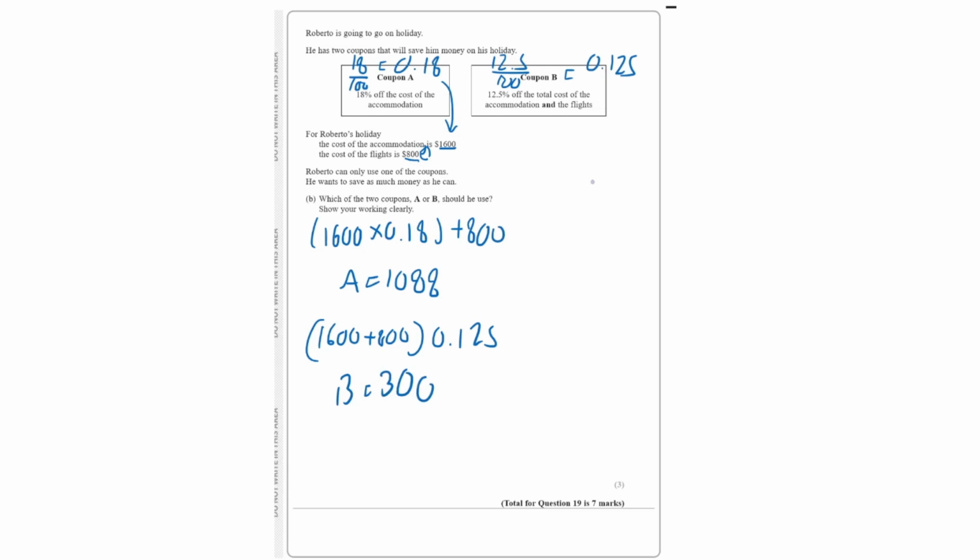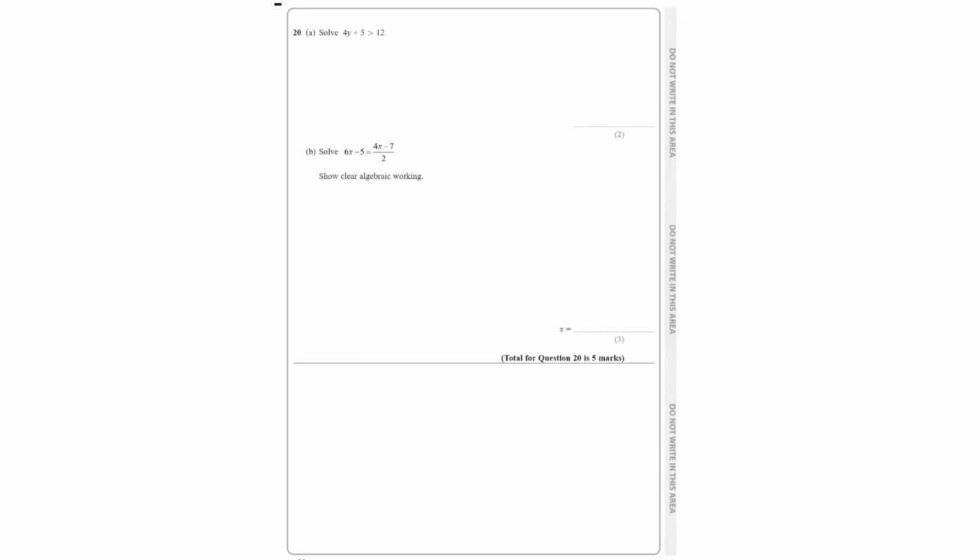Now, we have to choose which coupon saves the most money. And looking here, I can see that A is in the thousands, while B is only in the hundreds. So therefore, that means A is our answer. And we can write here, Roberto uses coupon A.